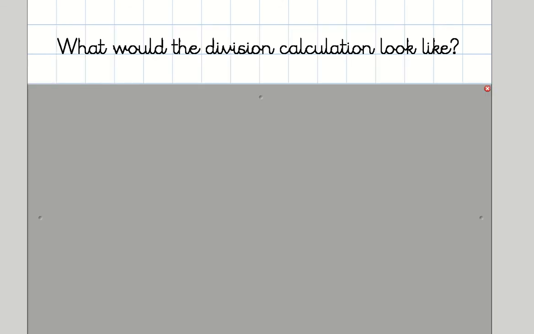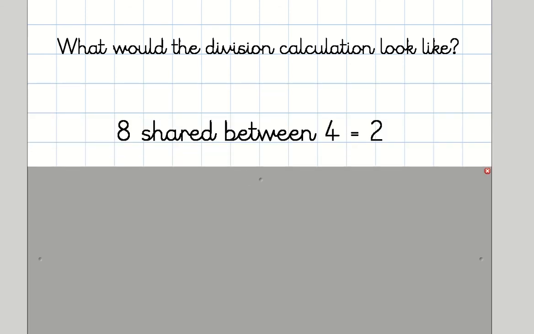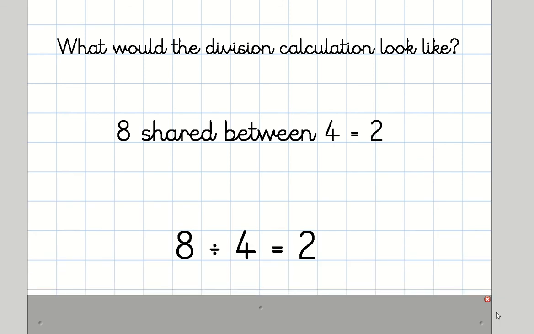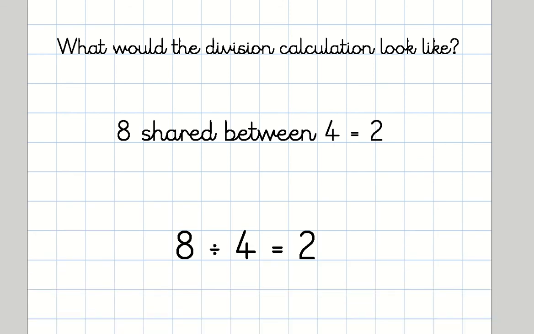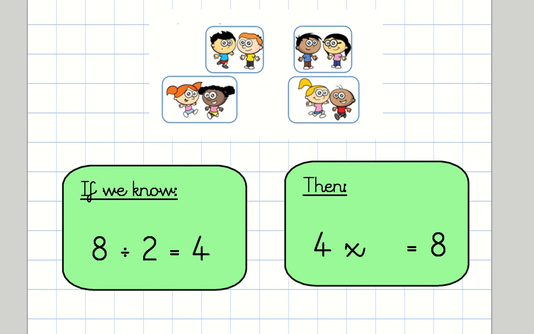And again, what would the division calculation look like? We know that we've shared 8 between 4 and got 2, which means 8 divided by 4 equals 2. And if we think about what we did a moment ago, then we know that we've got 8 and 8. Oh, that's the wrong way round here. Sorry, chestnuts. That 8 divided by 4 equals 2.